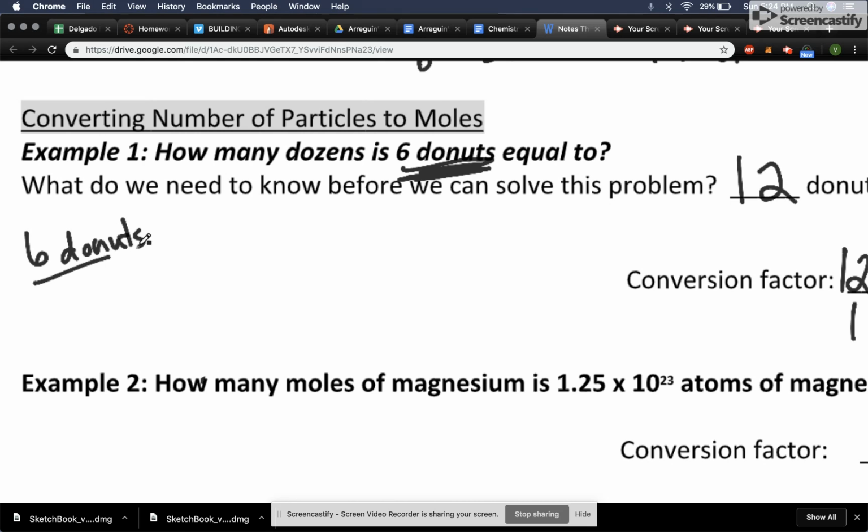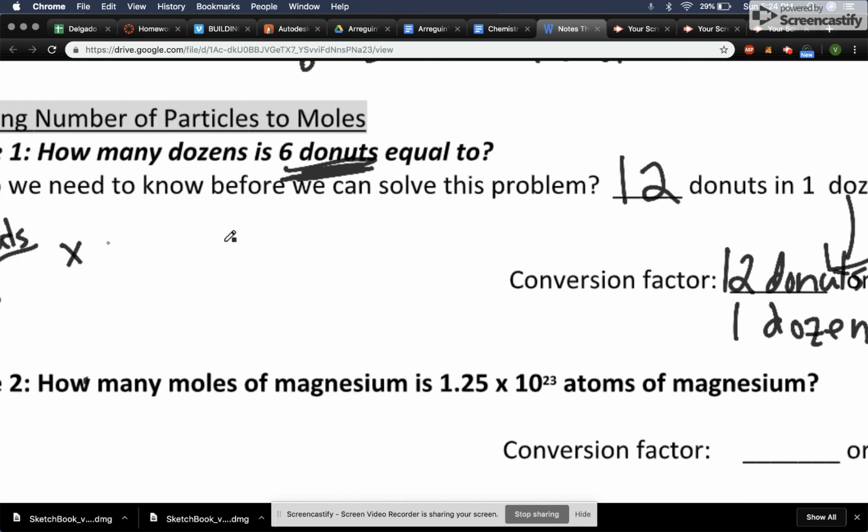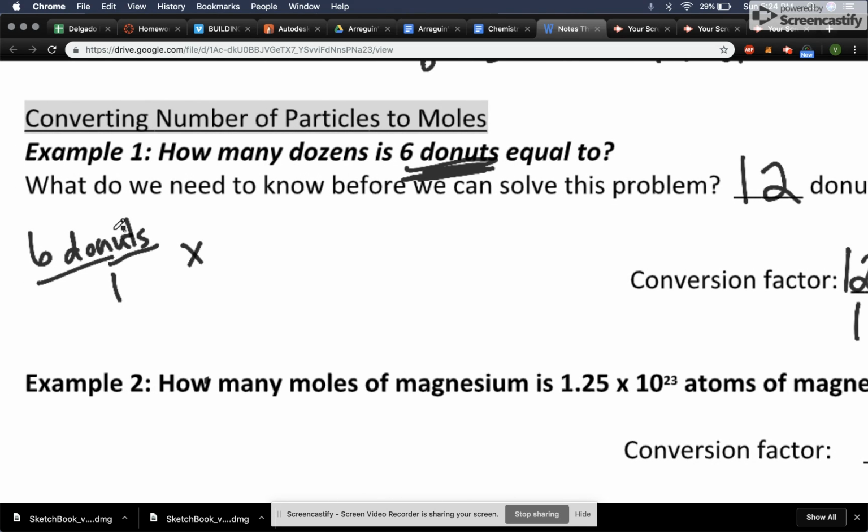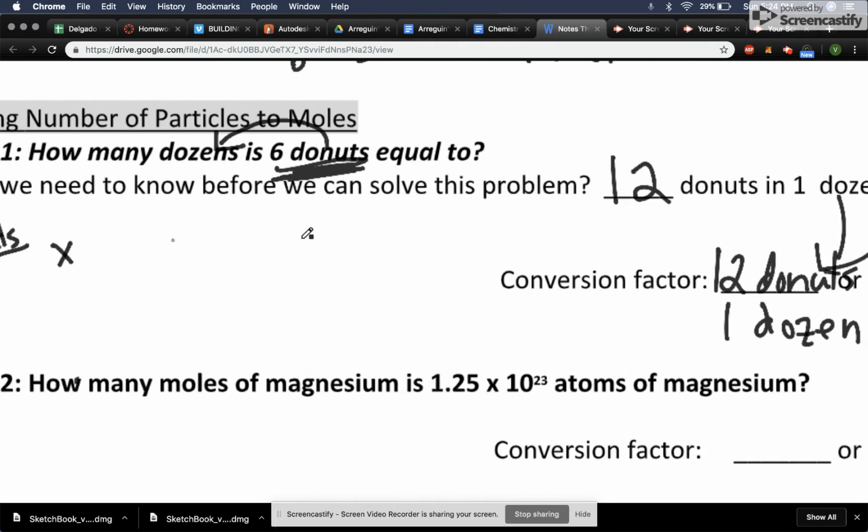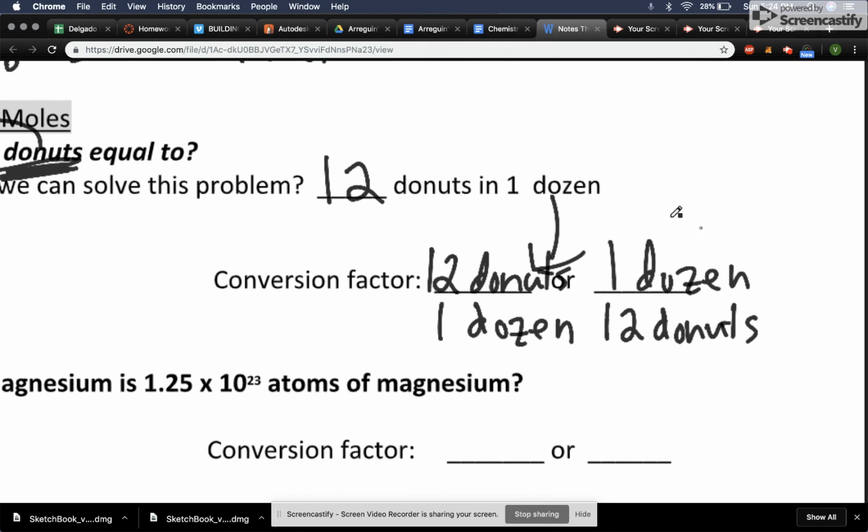Okay, and we have this over 1. Then we're going to multiply that by the conversion factor. The conversion factor that we're going to be using is that since donuts is on top and we want to go from donuts to dozens, I'm going to use the conversion factor where dozen is on top. So we want to use the conversion factor where the unit we want to go to is on top.